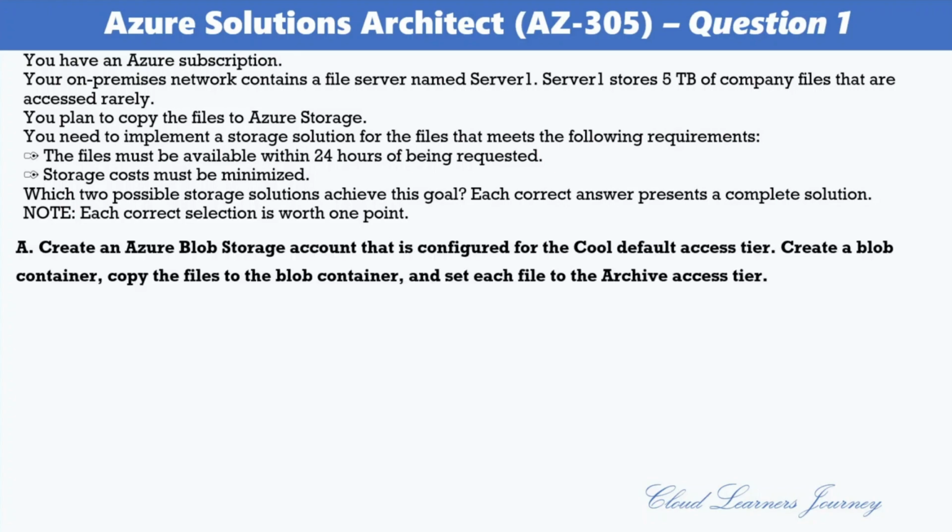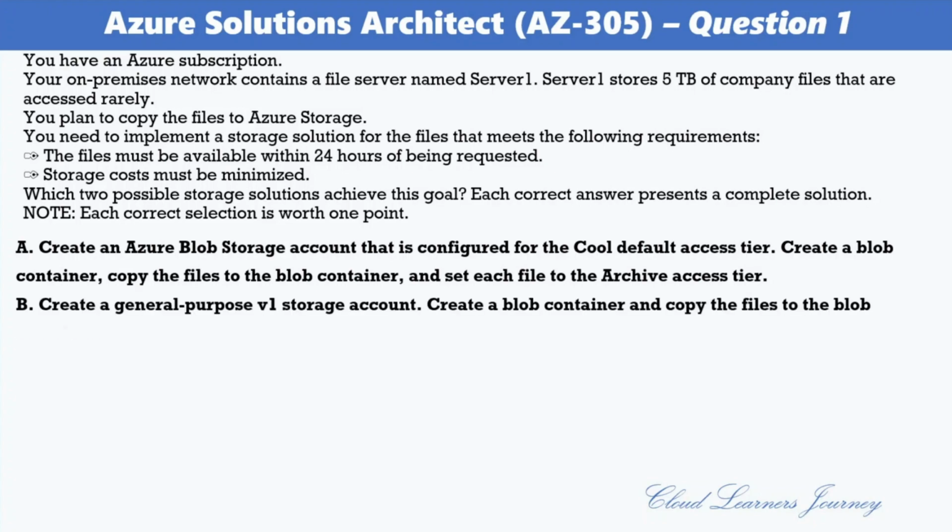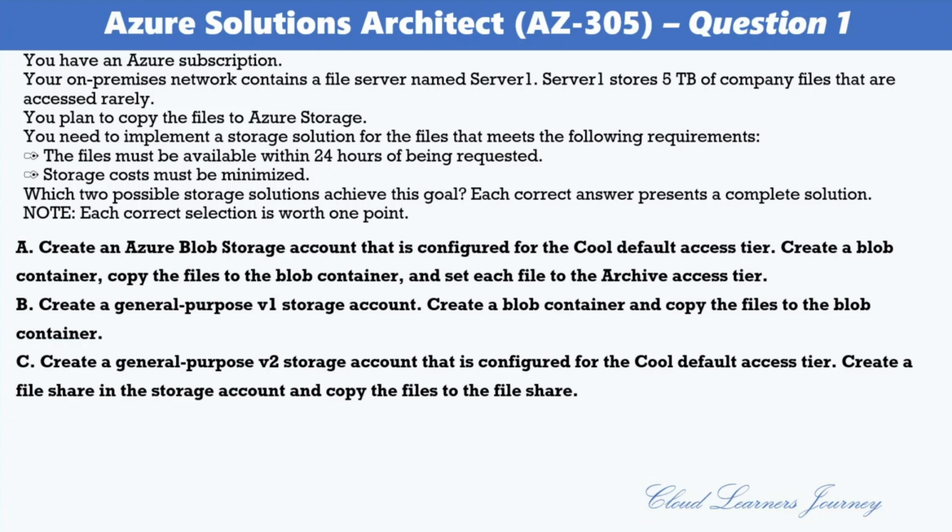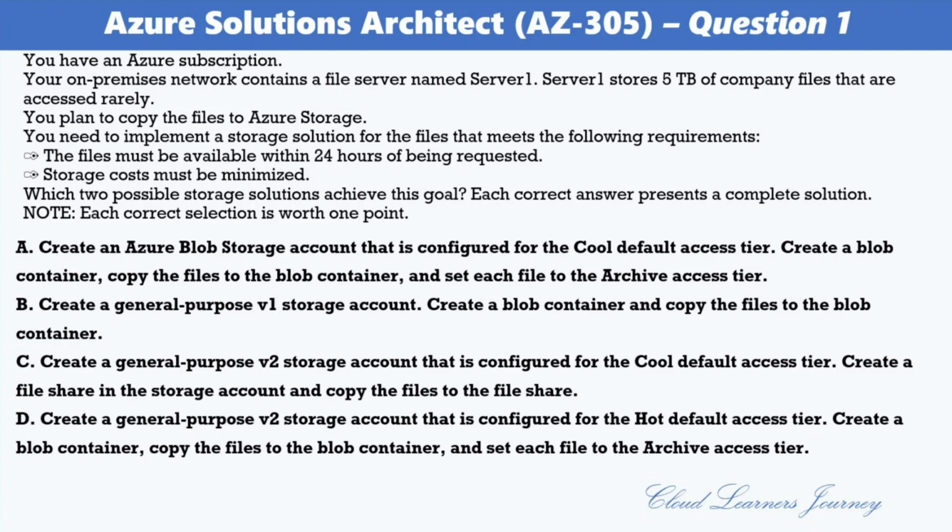And the options are A. Create an Azure Blob storage account that is configured for the cool default access tier. Create a blob container, copy the files to the blob container and set each file to the archive access tier. B. Create a general purpose V1 storage account. Create a blob container and copy the files to the blob container. C. Create a general purpose V2 storage account that is configured for the cool default access tier. Create a file share in the storage account and copy the files to the file share. D. Create a general purpose V2 storage account that is configured for the hot default access tier. Create a blob container, copy the files to the blob container and set each file to the archive access tier.